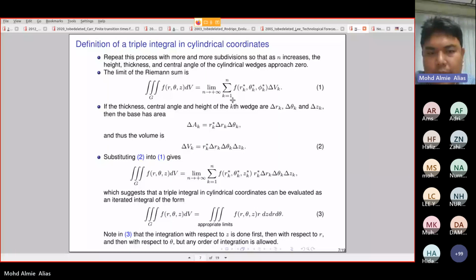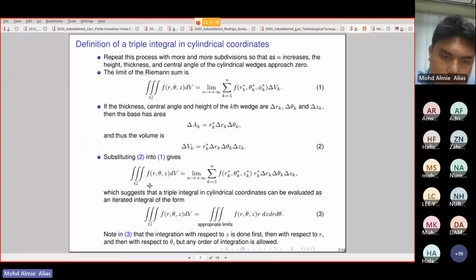So it can be shown actually that, hang on. Okay, let me see. Delta A.